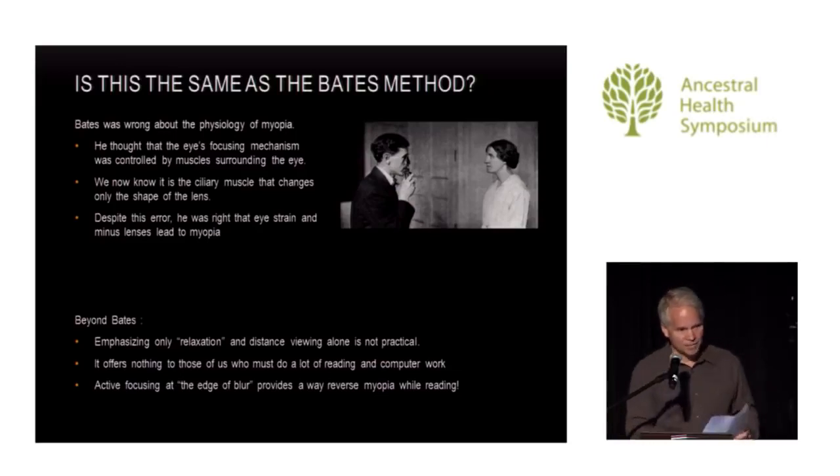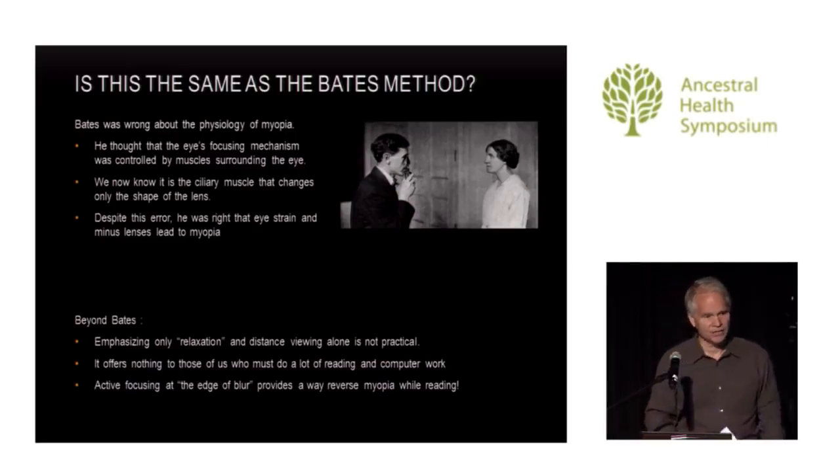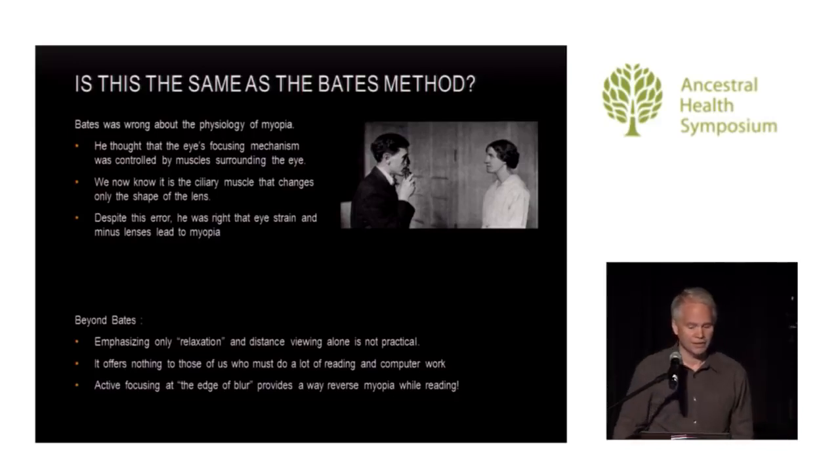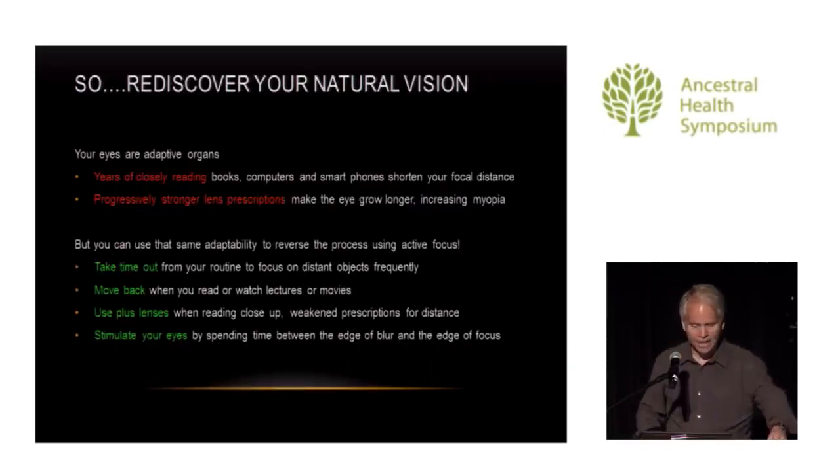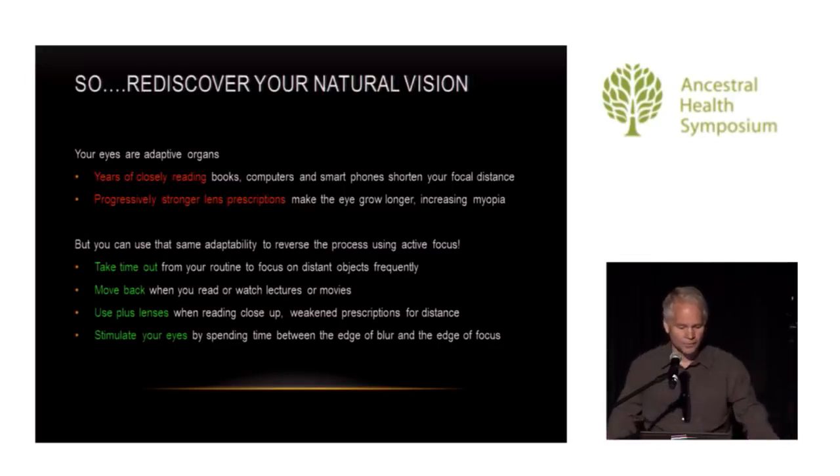Holding the piece of paper or the screen at that right distance, not getting too close, not relying on your lenses, but working right at that threshold between focus and blur. It's a very tiny threshold, and you can find it pretty easily. All right? So that's what Bates didn't offer. Okay? So I would like to summarize.